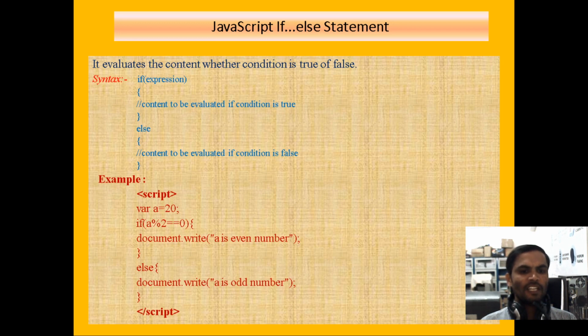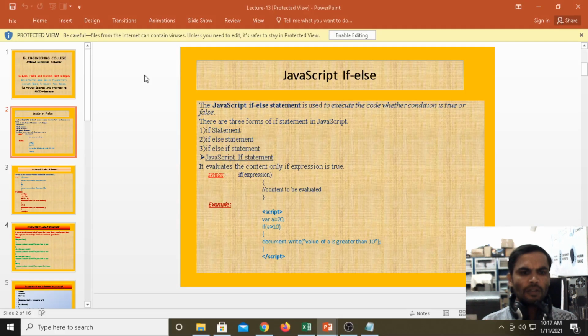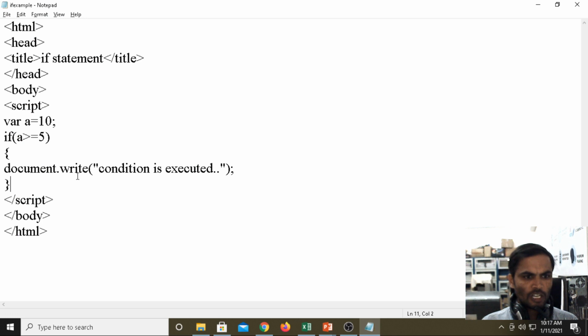If you want to find an even number or odd number, for an even number the remainder is 0. If the remainder is 0, then we consider it an even number. If the remainder is not 0, meaning you are getting something other than 0, then we consider it an odd number. Now I am taking the example for the same program in Notepad.